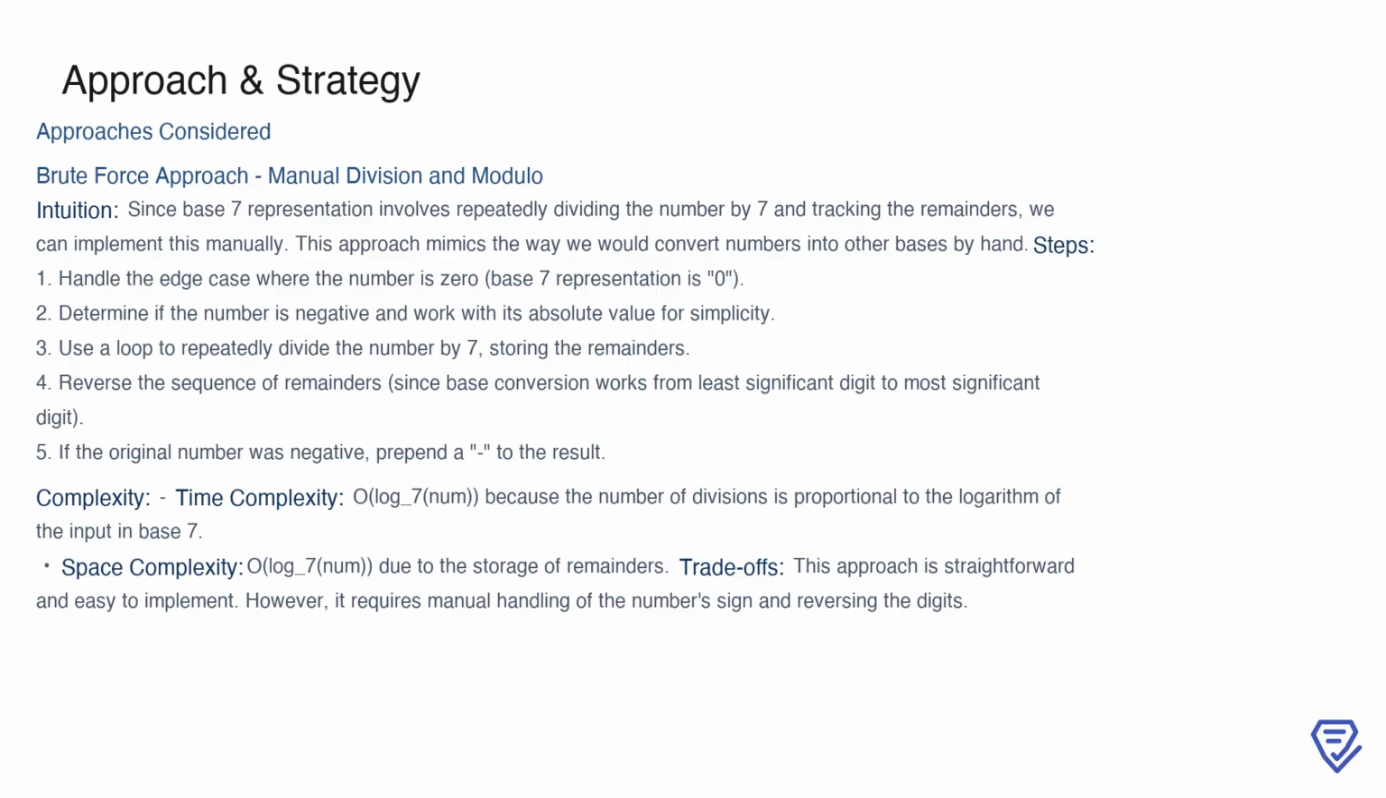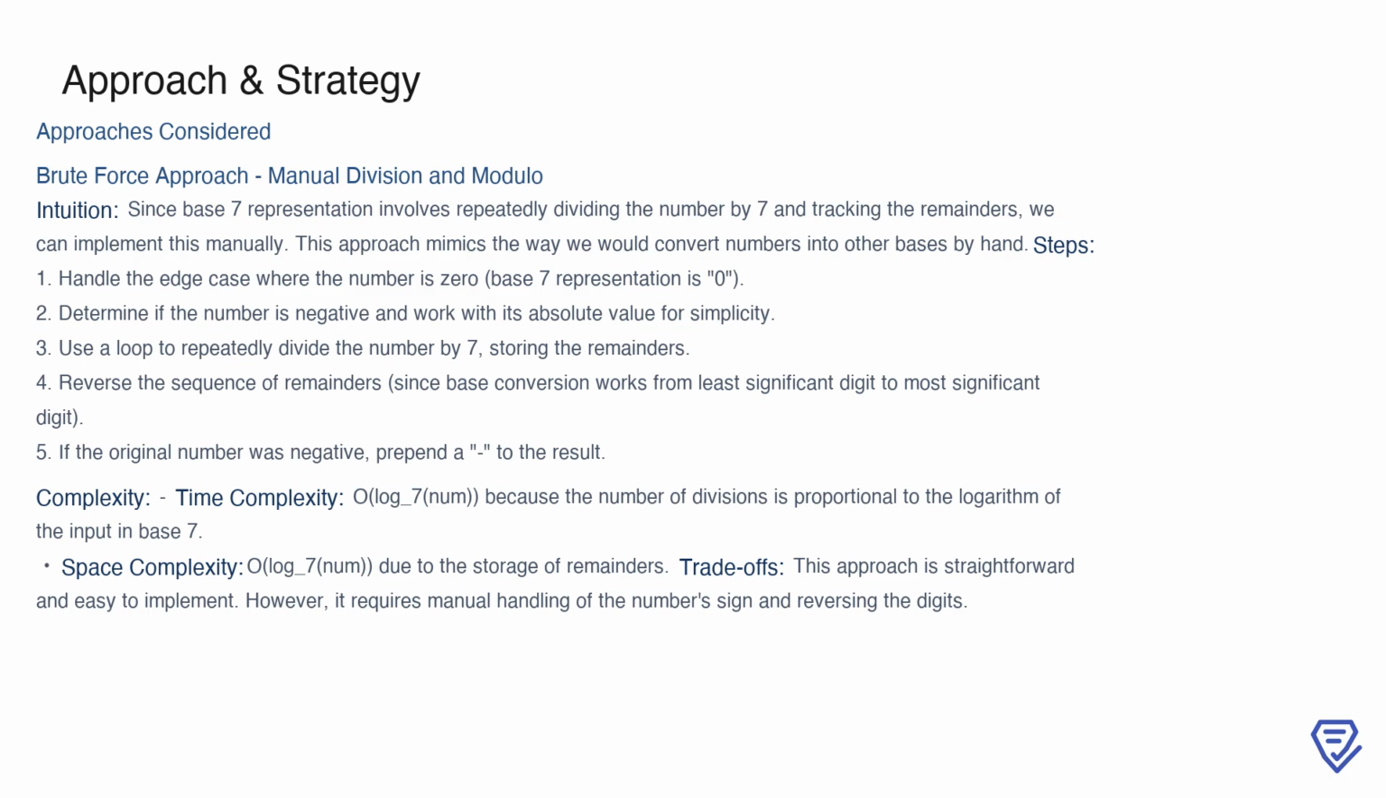Using a loop, we divide the number by 7 repeatedly, storing the remainders at each step. Since the remainders represent digits in reverse order, we reverse the sequence at the end to get the correct base 7 representation. If the original number was negative, we prepend a dash to the result. This approach is straightforward and easy to implement but requires careful handling of the sign and reversing the digits.